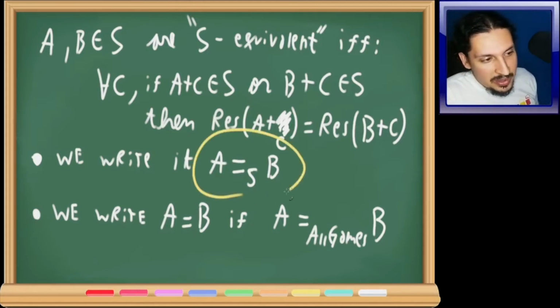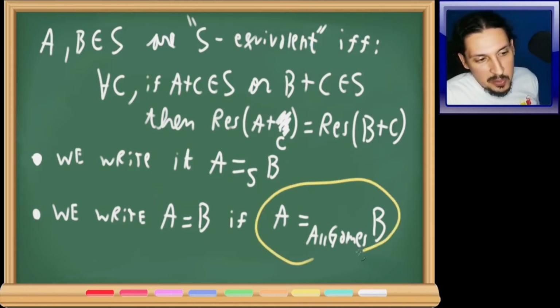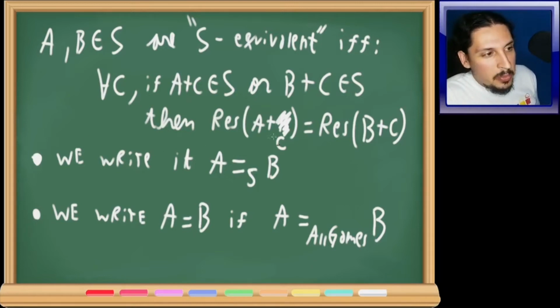We write it like this. They are equal with an equal sign, but we put the class here. And we will simply write A equals B if it happens that they are equal in the class of all games. So basically they can be replaced in any sum of games whatsoever. Notice that it is very strong for two games to be equivalent. It means that in any sum of games that you have, you can swap one for the other and the result of the whole game doesn't change.